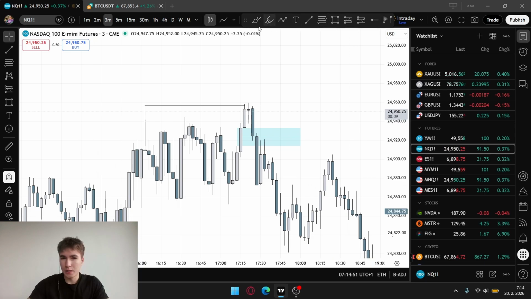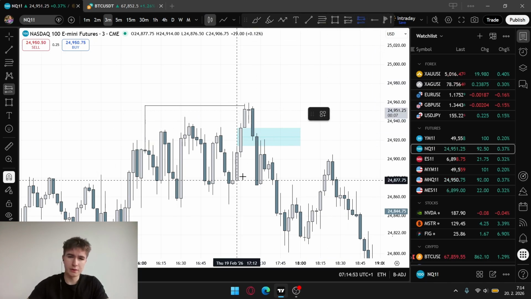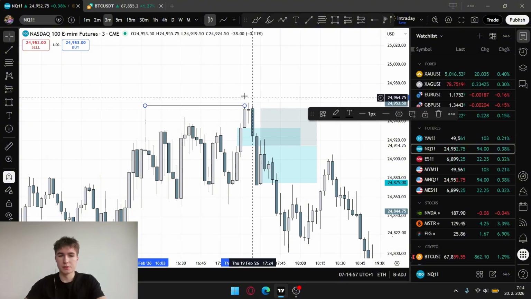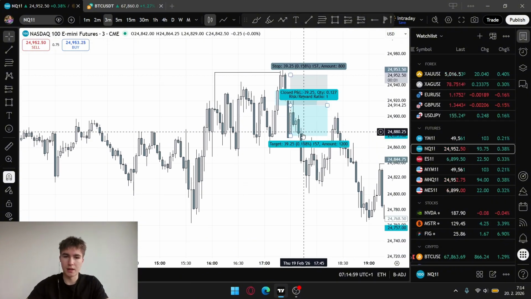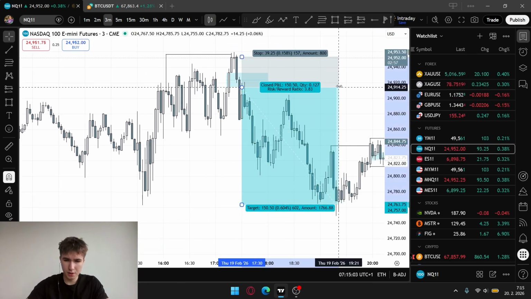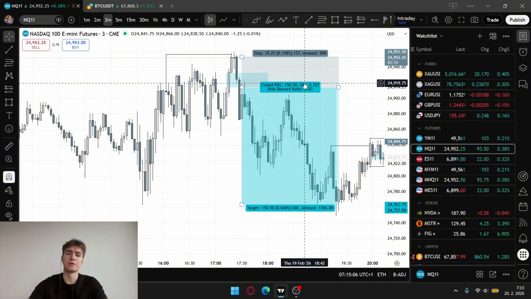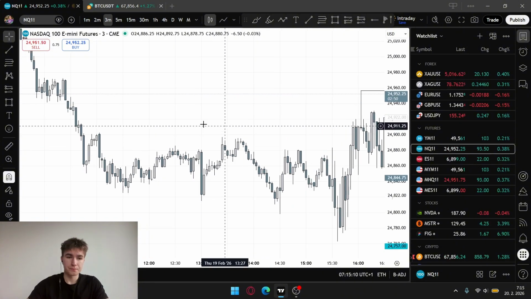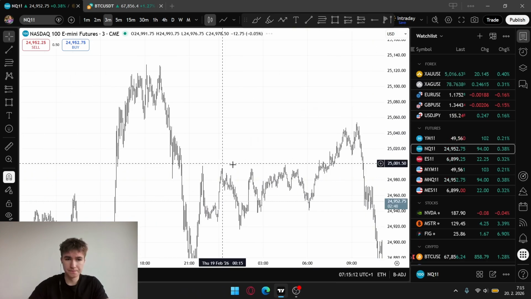So we had an inverse fair value gap. We retapped it in the form of an entry model, with the stop loss above the candle body high, and targeted the external sell side liquidity. You can see you could have caught a 3.83 risk to reward trade. So let's find another example.